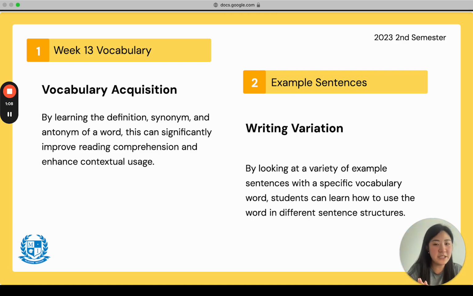By learning the definition, synonym, antonym, and the part of speech, this can greatly improve your reading comprehension and enhance contextual usage. Also, we have our extra example sentences. This will help with writing variation. I know that sometimes we write with the same sentence structure all the time, but we don't want that anymore. By looking at a variety of example sentences with one specific vocabulary word, you will learn how to use these words in different sentence structures and make your writing a little bit more fun.